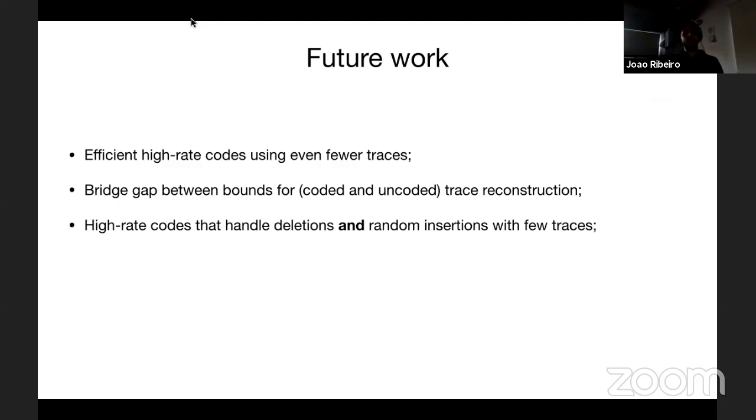And finally, and this is something I really like, the codes that we have right now are based on markers. And these markers fail in a spectacular way if you include insertions, not only deletions. So it would be very interesting. It would require other ideas to design high rate codes that handle deletions and random insertions with few traces.